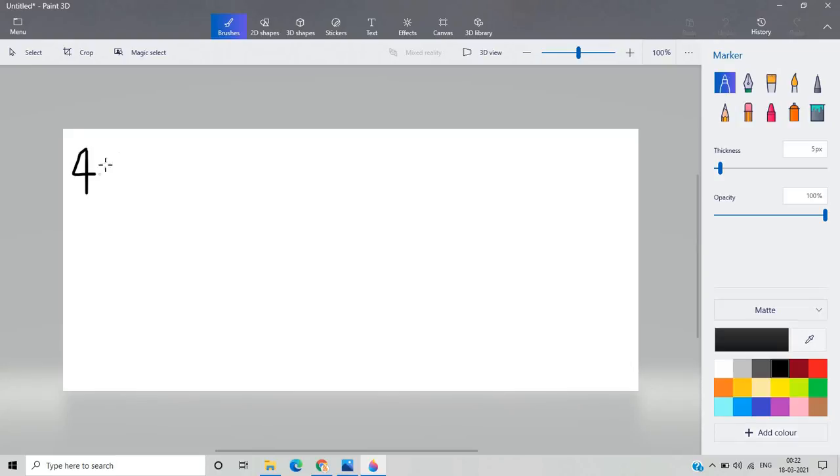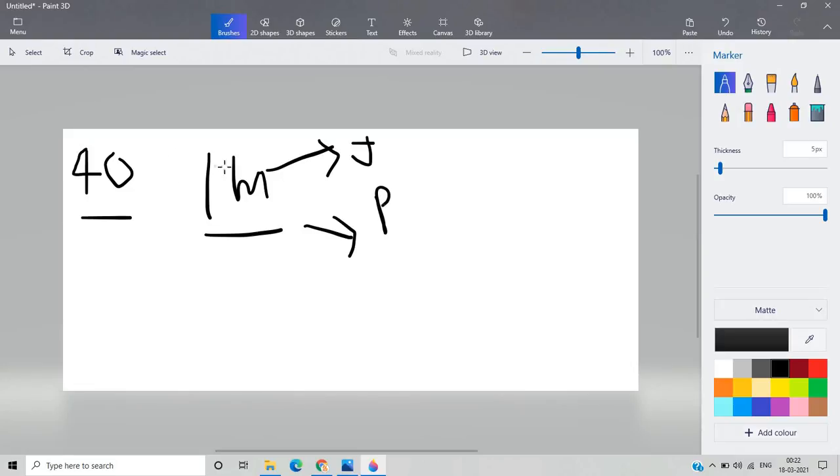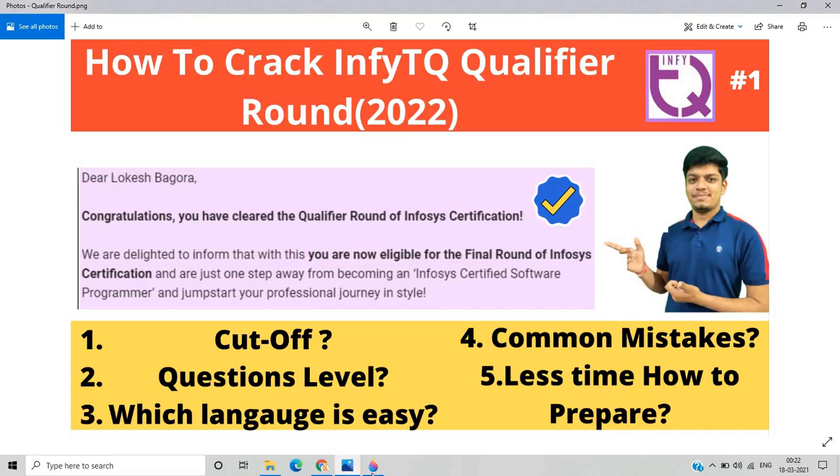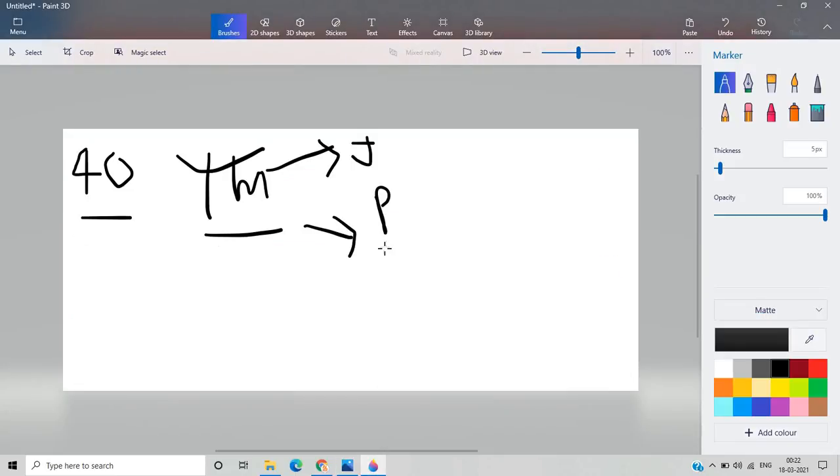There are 40 questions and 1 hour of time for both Java and Python. If you select Java, there is 1 hour of time. If you select Python, there is also 1 hour. We will move to the question of which language is easier later, but first let's understand this concept. So there are 40 questions and the time is 1 hour. So how to solve the questions easily? This is my strategy.